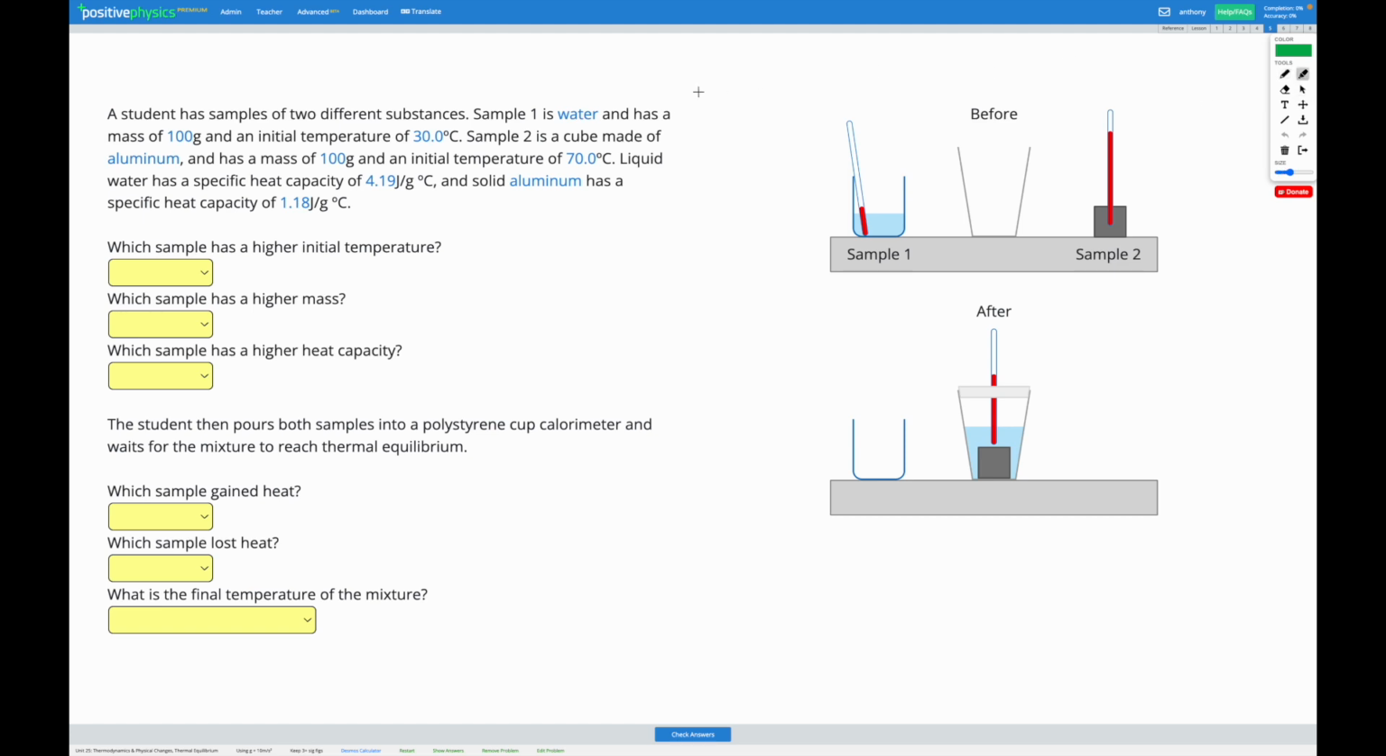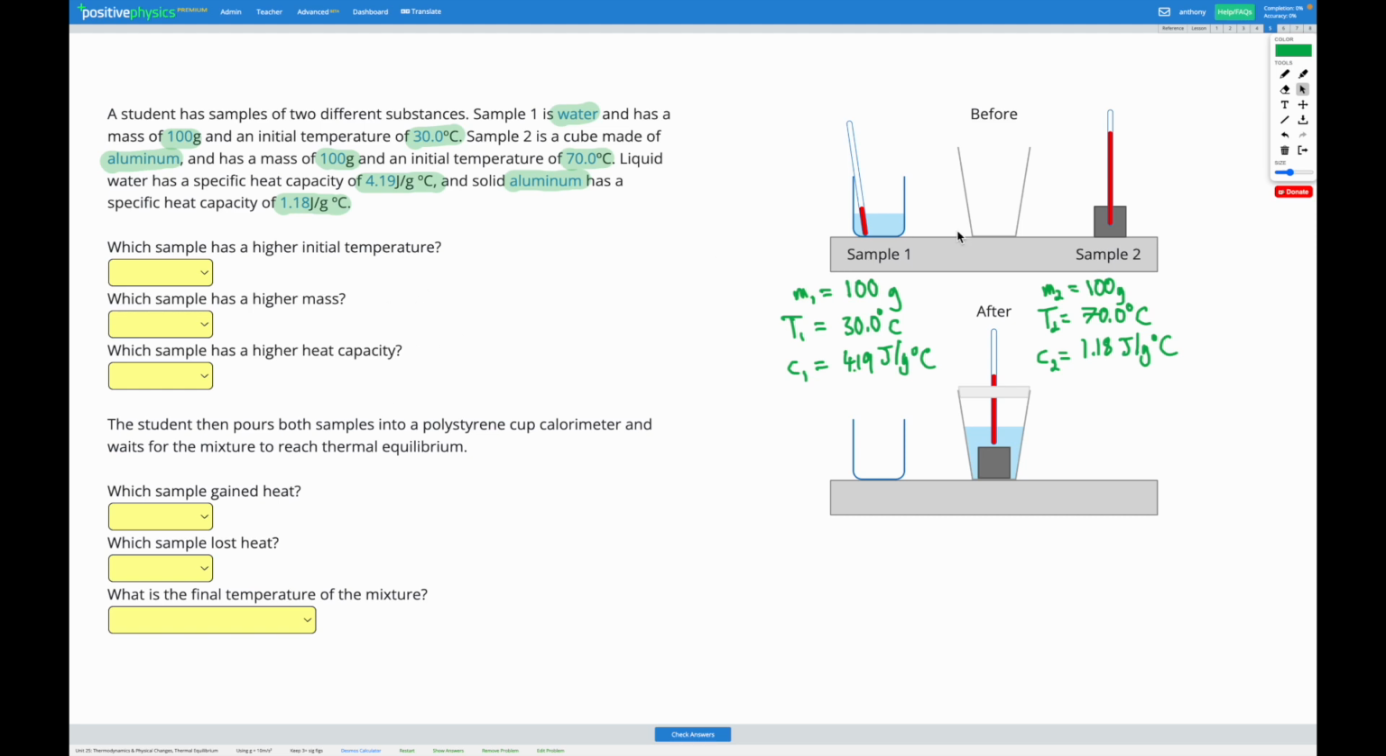So let's go ahead and look at this question. Here we've got two different substances. Sample 1 is water. It has a mass of 100 grams and initial temperature of 30 degrees C. Sample 2 is aluminium. It has a mass of 100 grams and a temperature of 70 degrees C. We're also told that liquid water has a specific heat capacity of 4.19 joules per gram degree C, and solid aluminium has a specific heat capacity of 1.18 joules per gram degree C. Let's add that information onto our diagram so we can visualize it more easily.